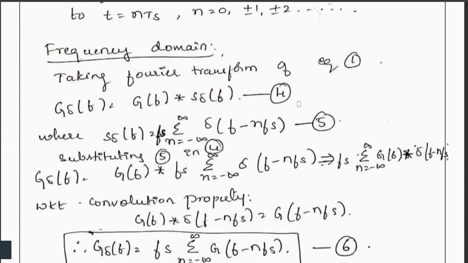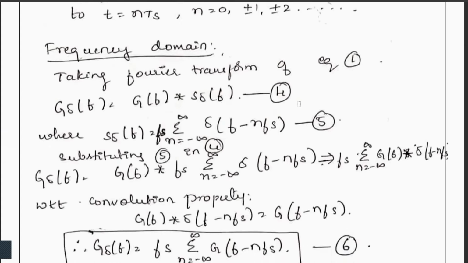Now next is the frequency domain. Taking the Fourier transform of equation 1, we get G delta of f is equal to G of f convolved with S delta of f, where S delta of f is equal to fs times the sum from n equals minus infinity to infinity of delta of f minus n fs, that is our equation 5. Now substitute equation 5 in equation 4. You get the next equation. So we know the convolution property, which is given here.